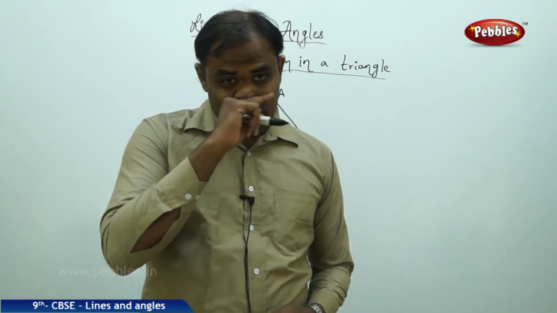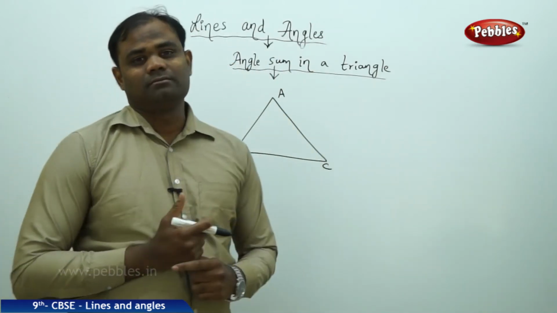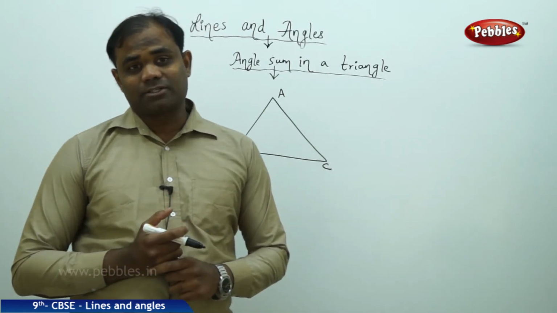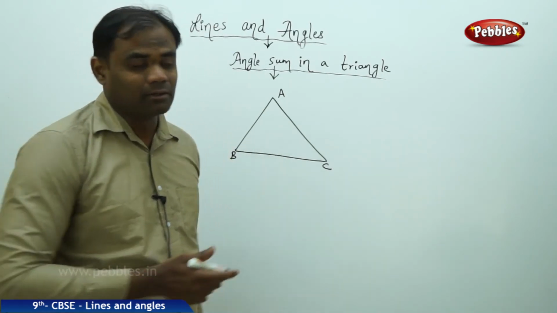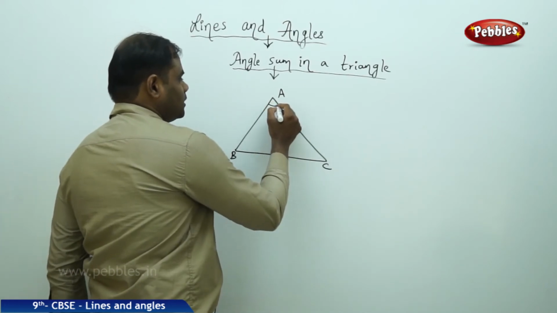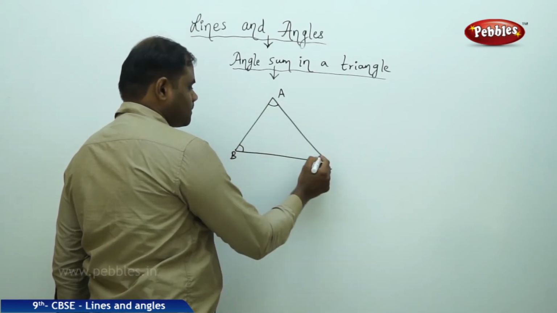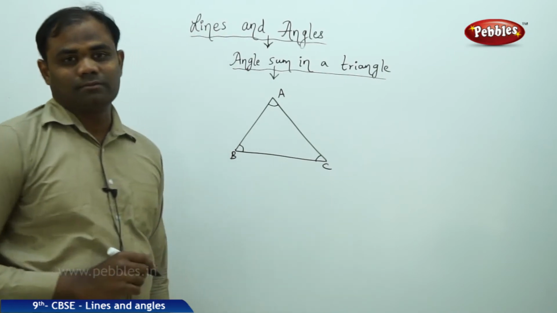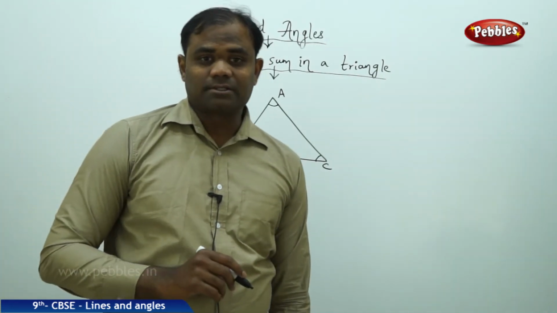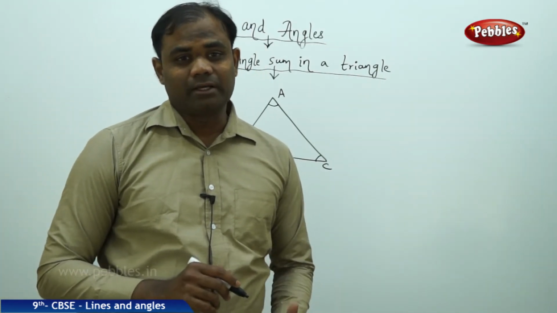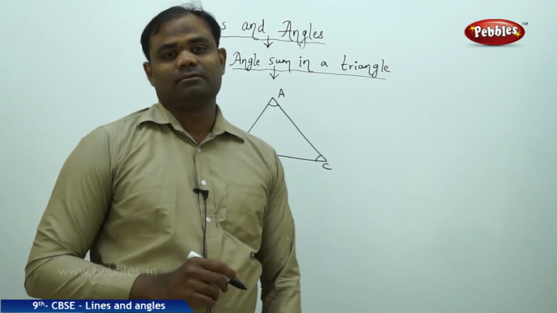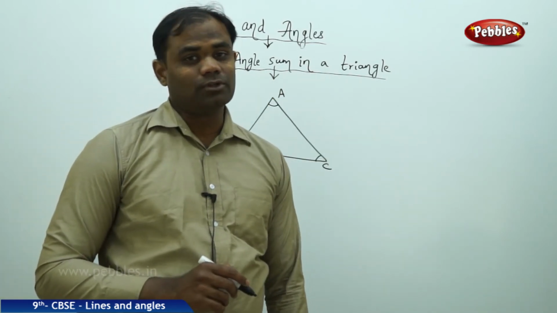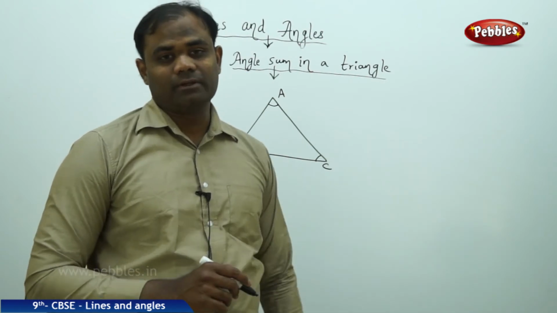Now let's see what is the angle sum in a triangle. There is a property which connects all the three angles in a triangle. As we can see, this is angle A, this is angle B, and this is angle C. And mathematics connects these three angles with angle sum in a triangle. Let's see what is the sum of all the three angles in this triangle.